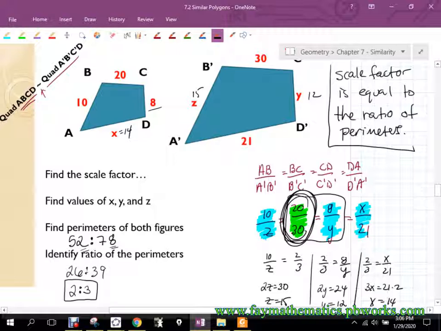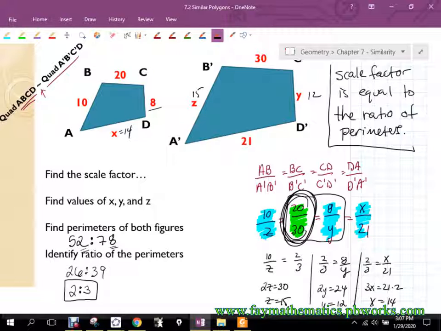So sometimes they'll ask you questions where they don't give you enough information. So maybe we just go back to looking at this picture, but I don't give you 10, x, 8, or 15, 21, or y. I don't give you any of those. I just give you the 20 over 30. Okay? 20 compares to 30. I know these two shapes are similar, and I'll ask you, if you know these two shapes are similar and you see that 20 compares to 30, what's the scale factor? We'll say 2/3.